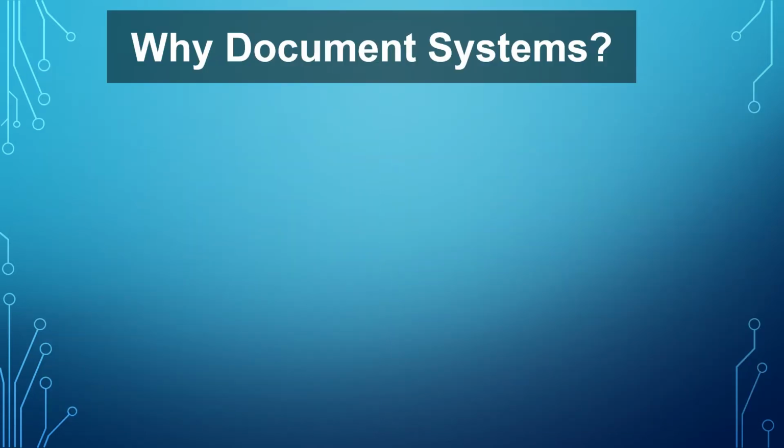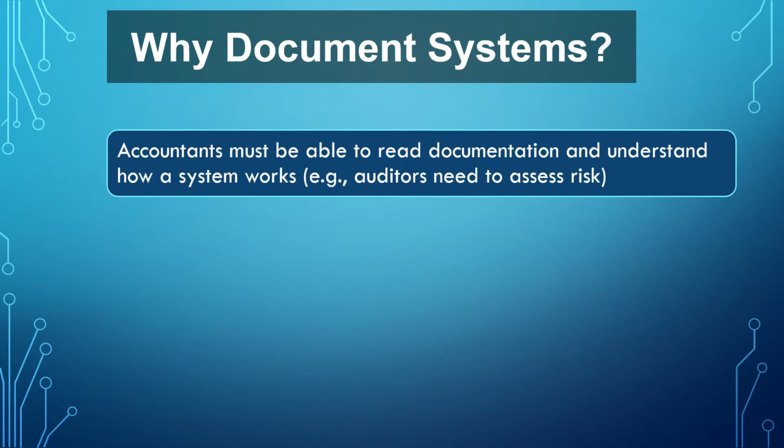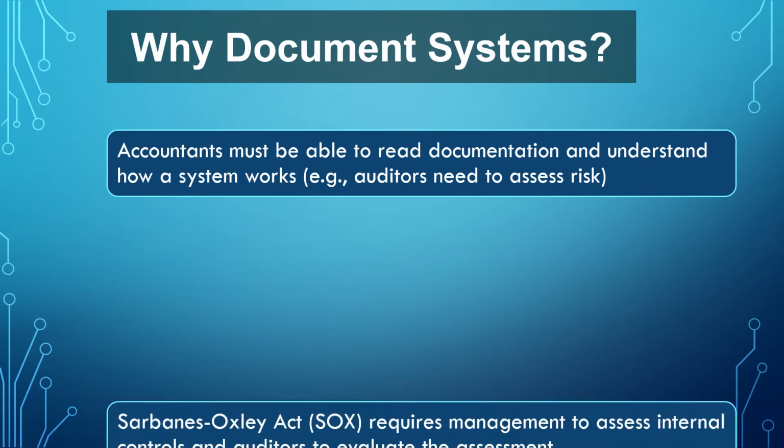Why do we need to document systems? First, accountants must be able to read documentation and understand how a system works. For example, auditors need to assess the risk. Also, accountants who work keying in data and acquiring information or reporting output from the system need to know how the system works.